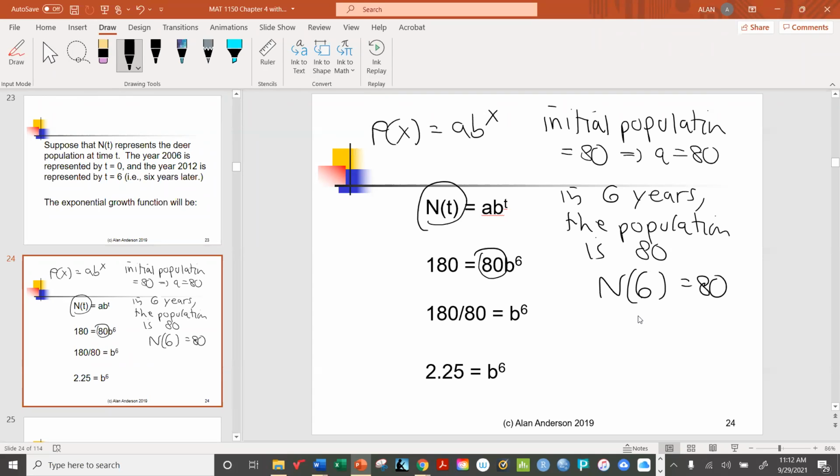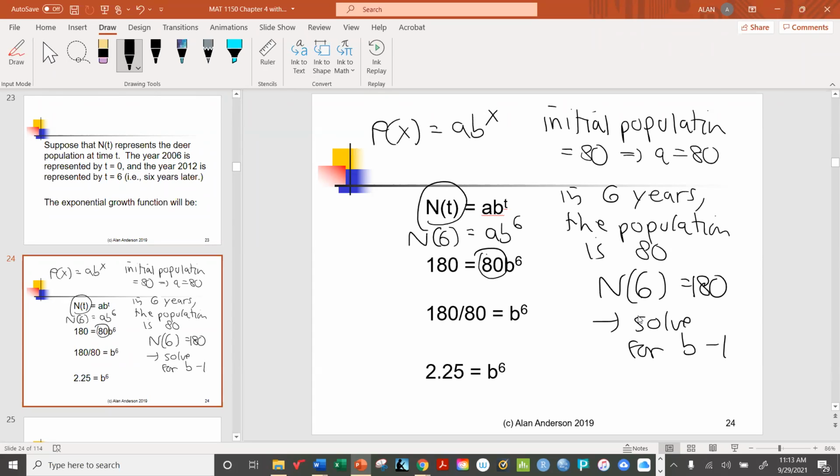So in other words, n of 6 equals ab to the 6. And we know that n of 6 is 180, and a is 80. And we're looking at 6 years in the future. So we're solving for b. Well, actually, we're solving not for b, but for b minus 1. Remember, b is the growth factor. b minus 1 is the growth rate.